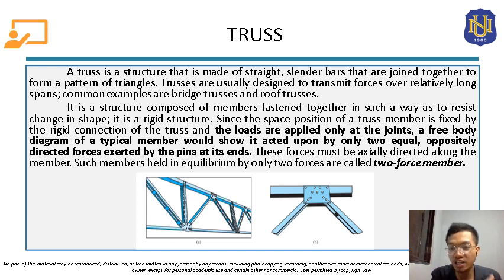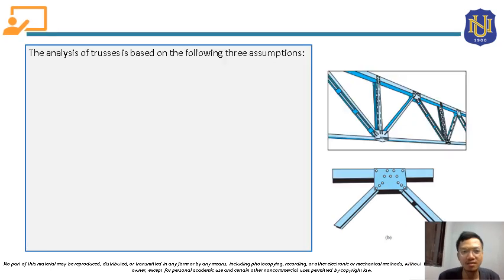As I've mentioned earlier, the members in trusses are only subjected to either compression or tension. So the forces acting on that bar, when it is subjected to compression and tension, those two forces should be equal and they should be oppositely directed. Such members held in equilibrium by only two forces are called two-force members. So the members in trusses are also called two-force members. The analysis of trusses is based on the following three assumptions.